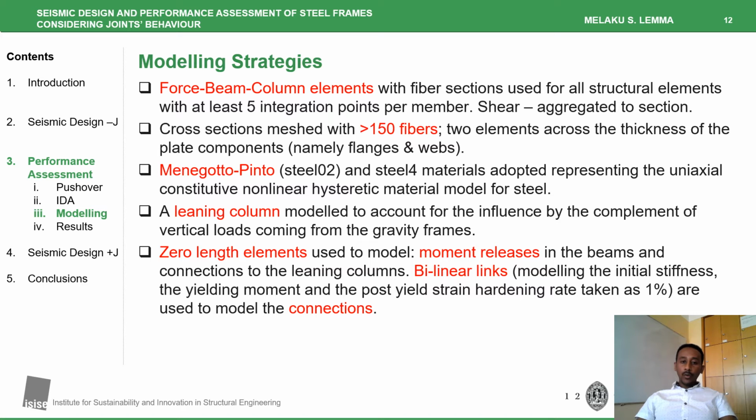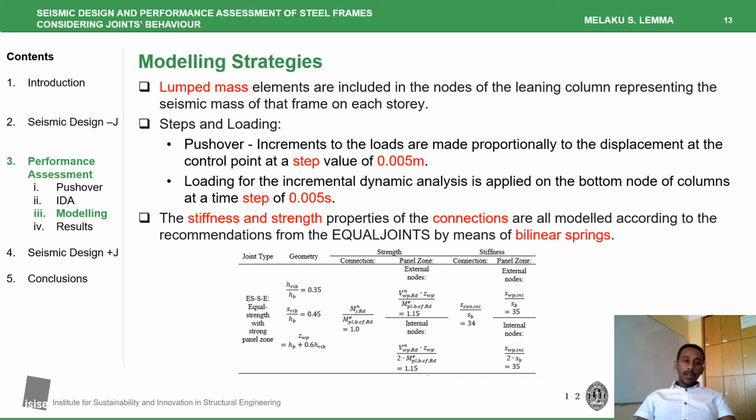The constitutive material models used for the steel in these models were the Menegotto-Pinto model, which is Steel02 modeled in OpenSees, and Steel04. In addition to these, zero-length elements, springs, have been used to model moment releases, and also the links to represent the connection, and also the web panel. A step value of 5 mm has been used in the pushover analysis, and a 0.005 second step value that matches the input signal has been used for the incremental dynamic analysis.